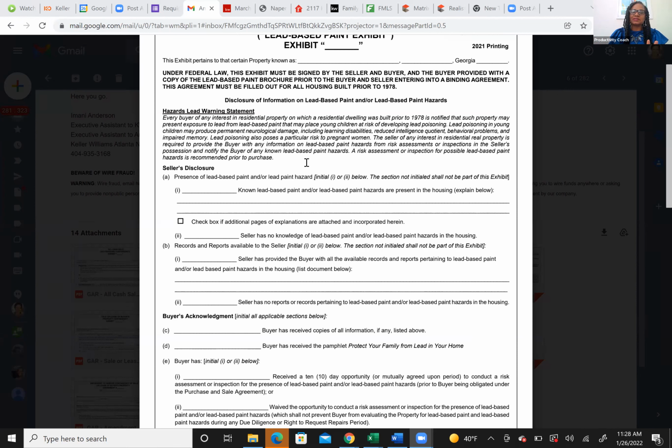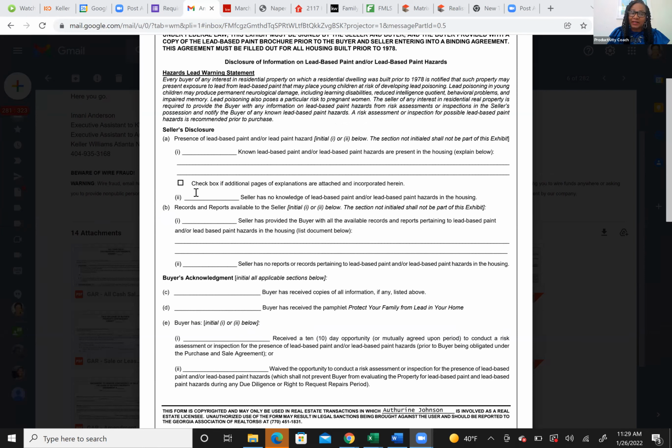All right, so here's where the seller signs off, right? Seller's disclosure: presence of lead-based paint and/or lead-based paint hazards. Initial either 1 or 2 below. The section not initialed is not a part of this exhibit. So this is the seller's section, you guys. The seller is going to initial that known lead-based paint hazards are present in this house. Do you want your seller to initial there? All right, the next place is A, which has two choices, right? The seller has no knowledge of lead-based paint and/or lead-based paint hazards in the house. This is where you want your seller to initial, right? So initial point number 1, okay?